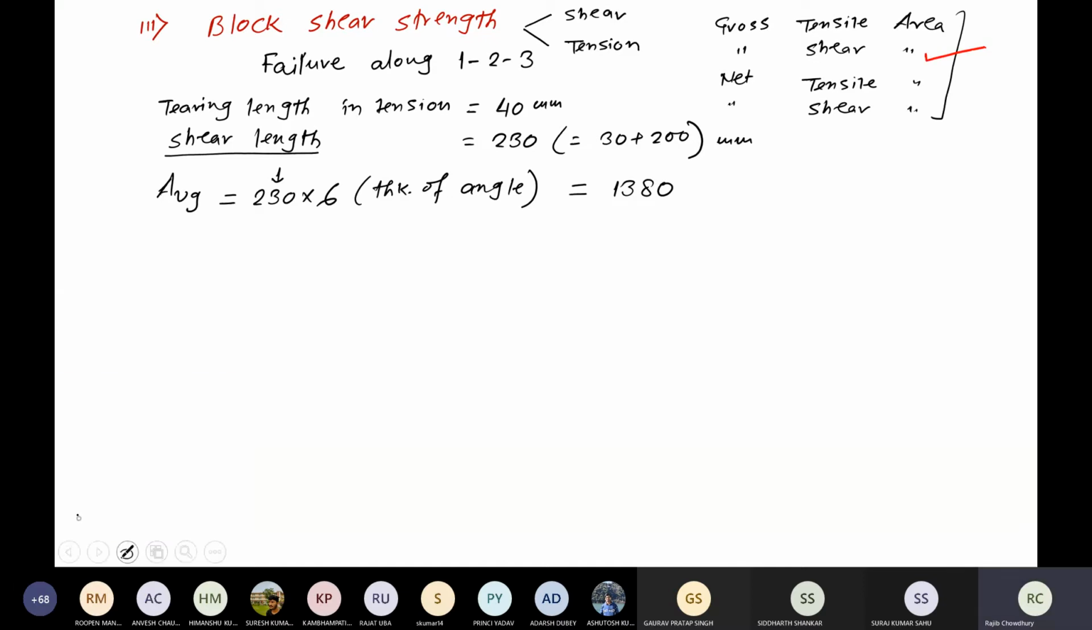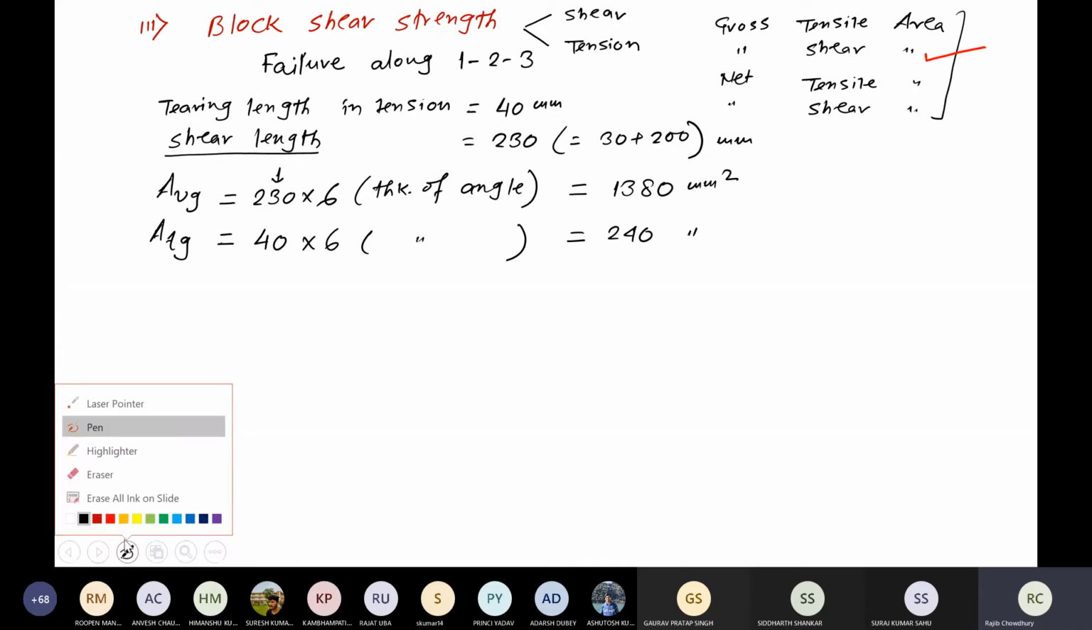What is the next one? The gross tensile area. G stands for gross, T stands for tensile, and V stands for shear. What is the tensile length in tearing? 40 times 6, again the thickness of the angle. So it becomes 240 mm square. Therefore, the gross tensile area has also been evaluated.